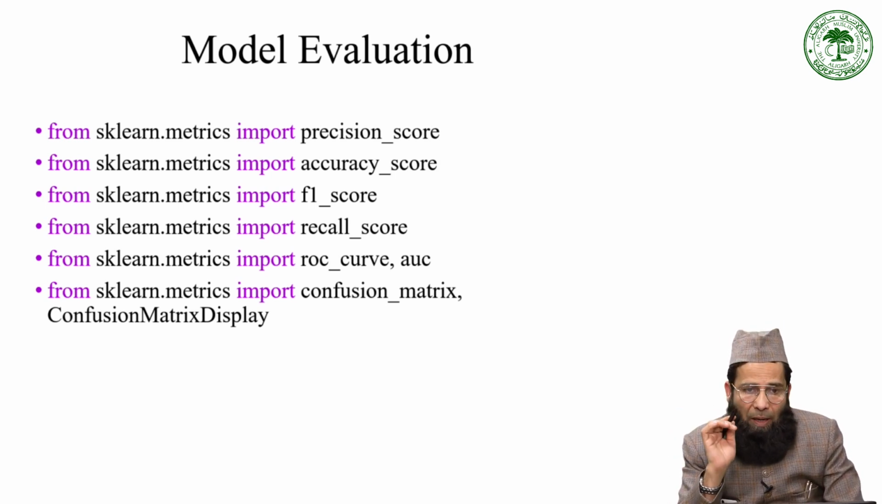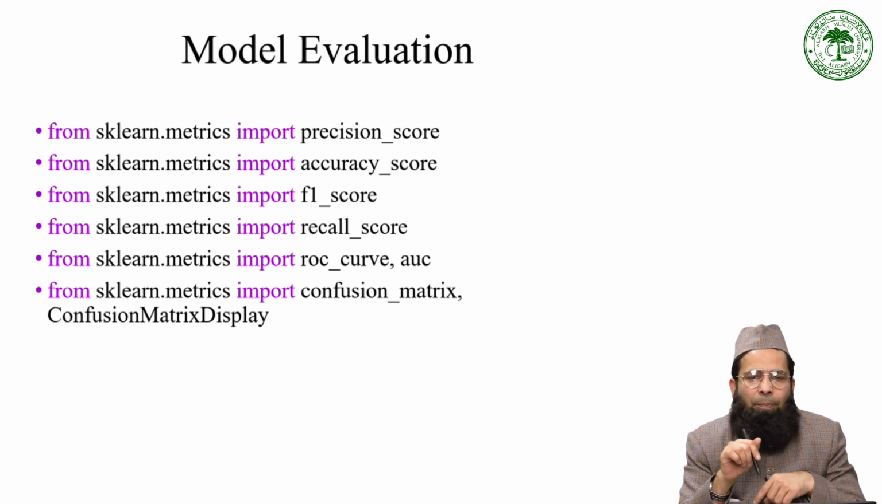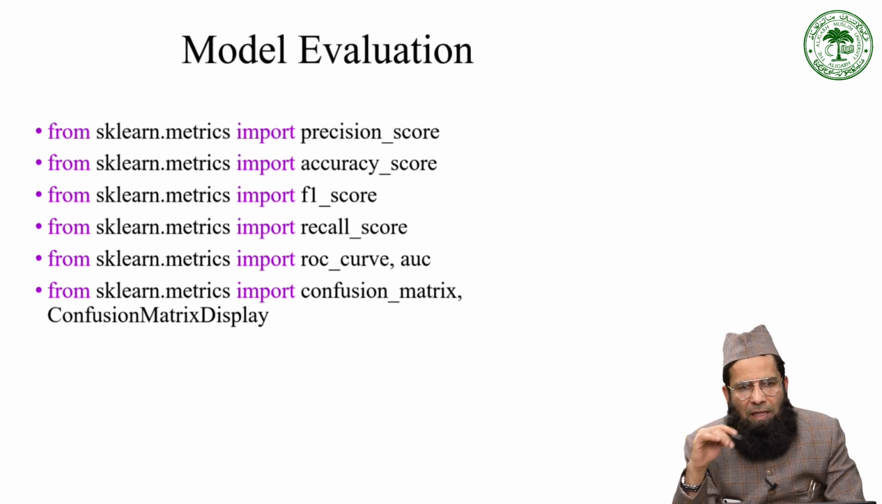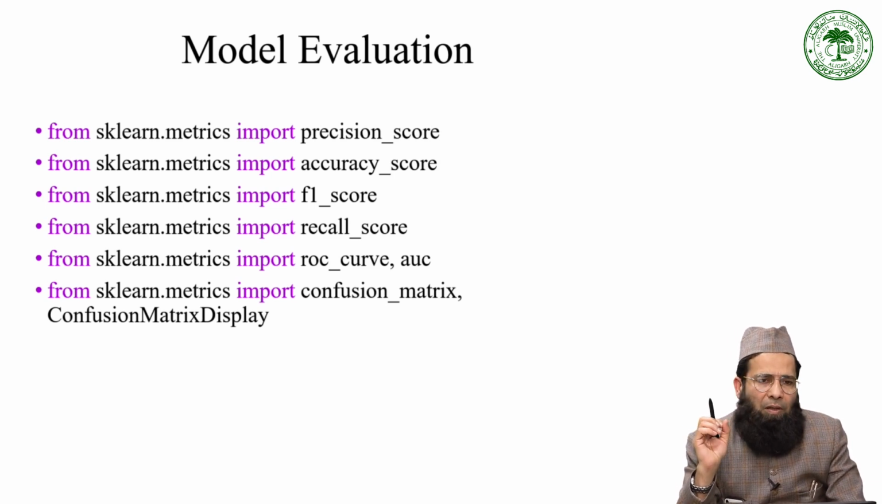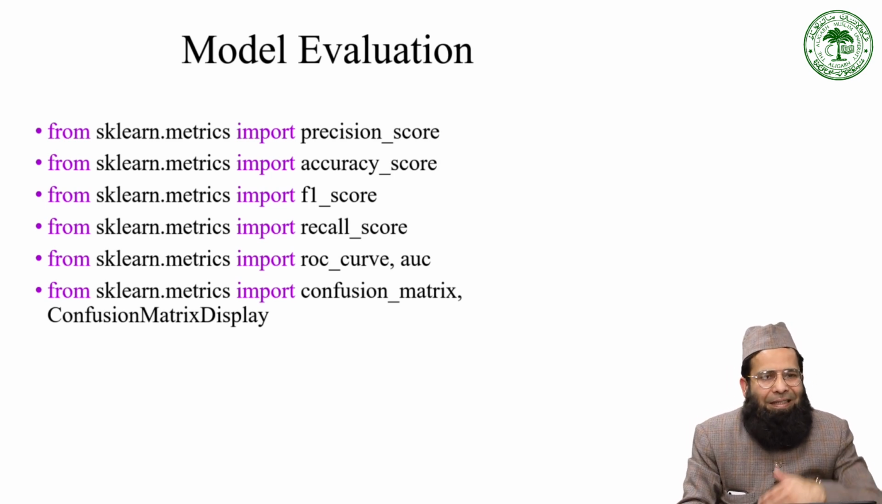And what about confusion matrix, which is very important? Confusion matrix is a table showing correct predictions and types of incorrect predictions. So we can utilize the confusion matrix. And similarly, there is one more class, ConfusionMatrixDisplay, that will be used to display the confusion matrix in an interactive manner.